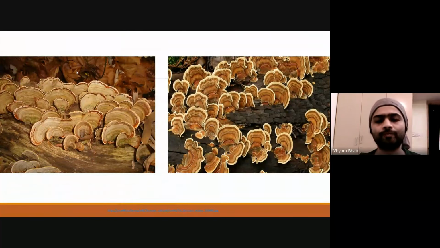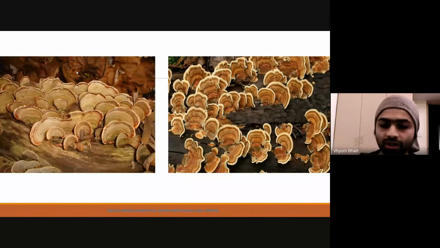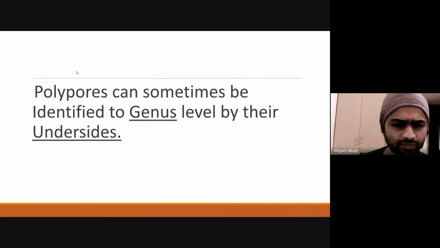Okay, so how do you differentiate between two polypores? You may think that these two are the same mushrooms, but it's actually not. One of them is a Stereum and one of them is a Trametes. Again, both of them are very commonly found. So how do people identify if it is genus Stereum or genus Trametes?